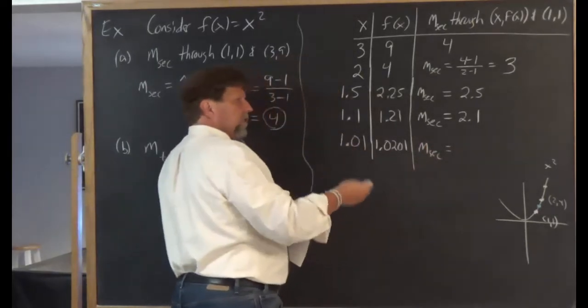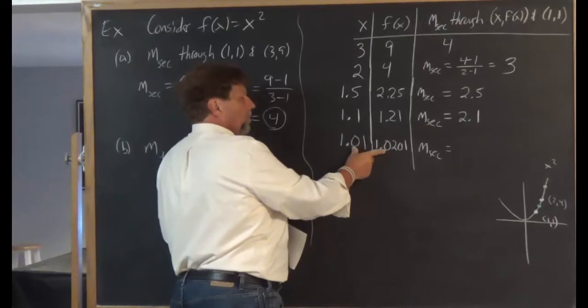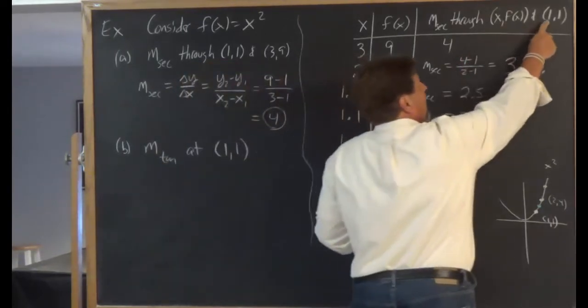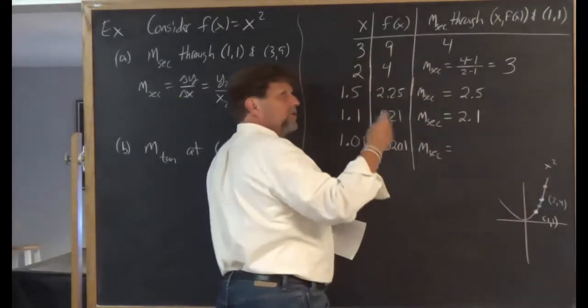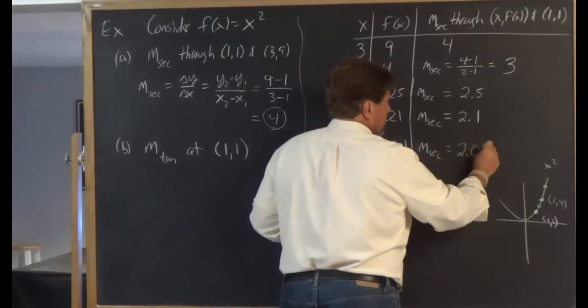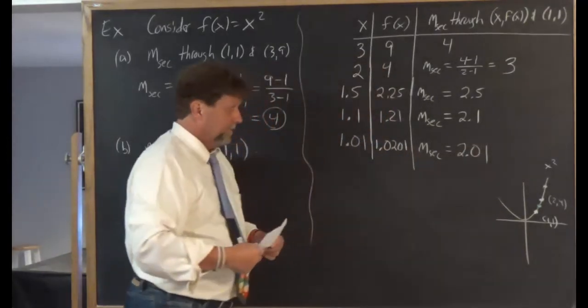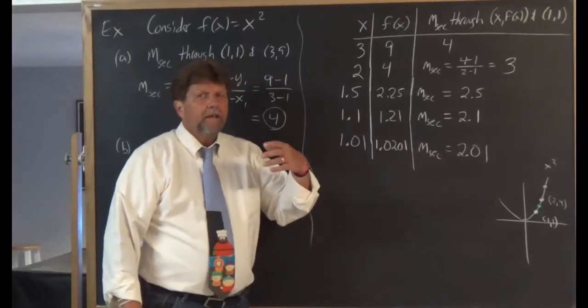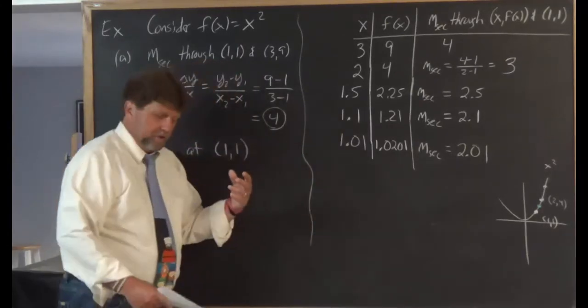So I find the slope of the line through 1.01, 1.0201, and 1, 1, change in y over change in x, and I get the slope of that secant line to be 2.01. Of course I could get even closer, but let's see if we can answer the question.